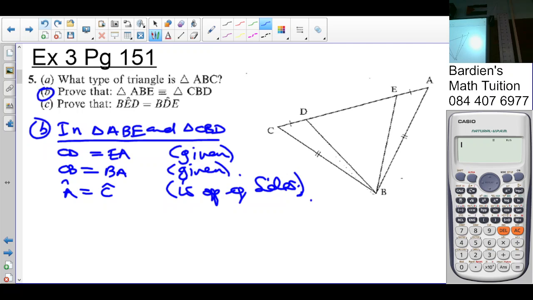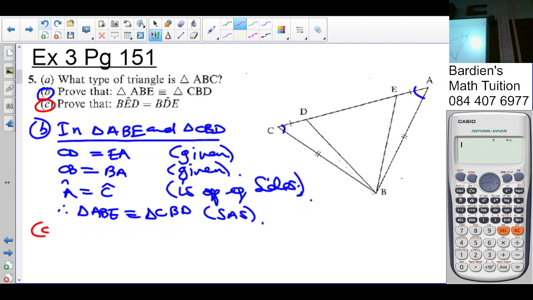Can you see that, people? Remember, these lengths are equal and it's an isosceles triangle, so that angle has to be equal. Do we have two lengths and an included angle? Yes. So this is the case of side angle side. So therefore, triangle ABE is congruent to triangle CBD, which is the right order. Side angle side. Right. Next one.